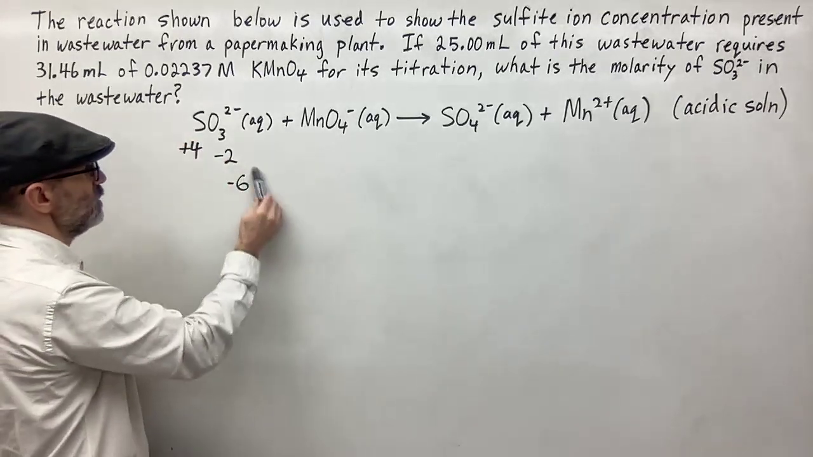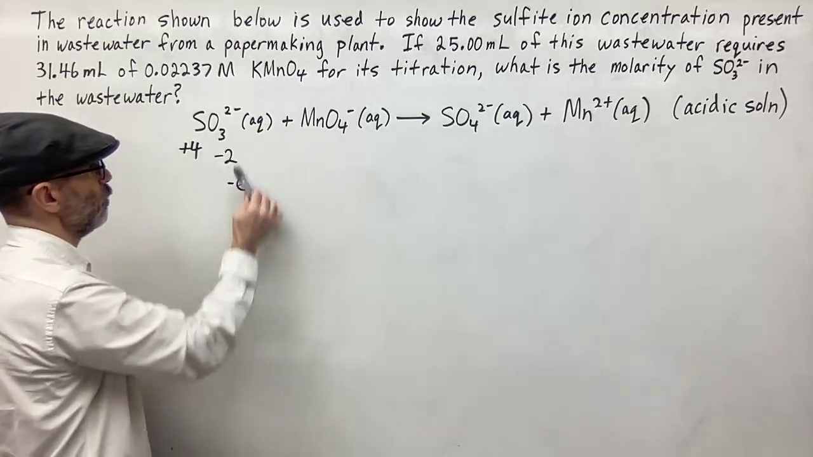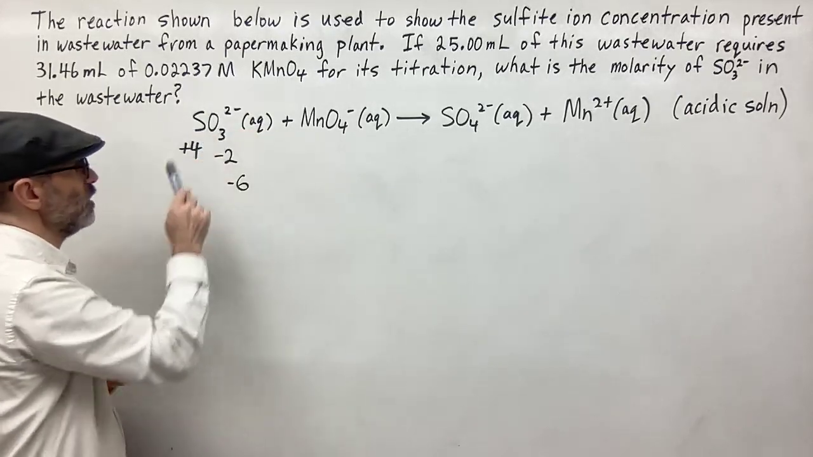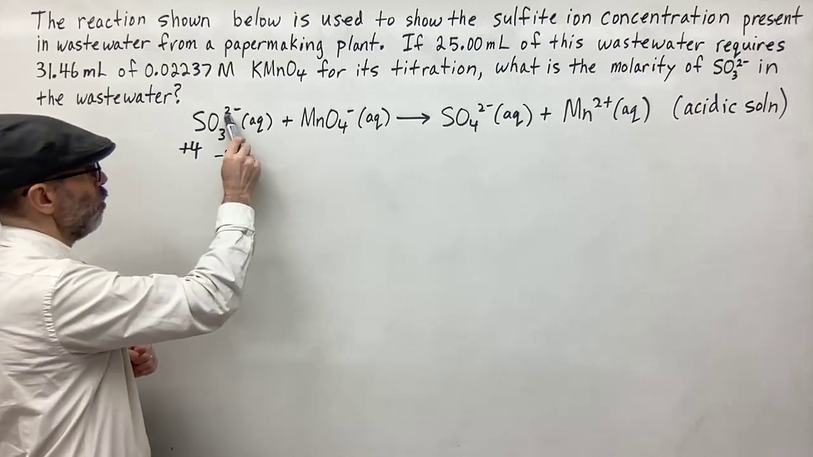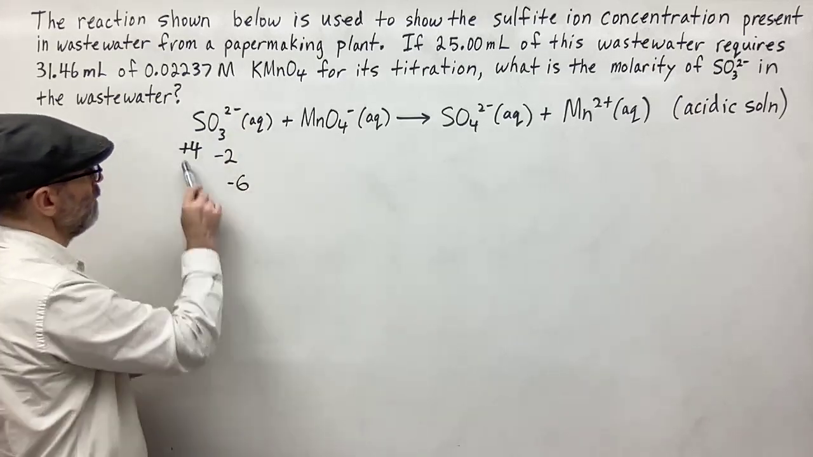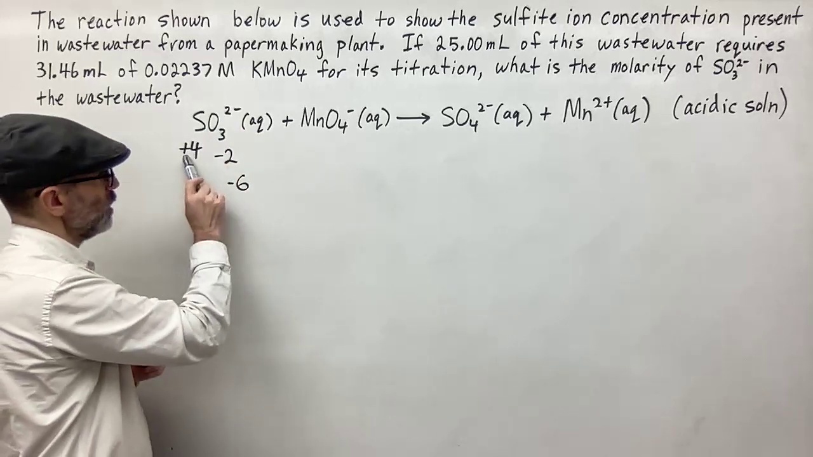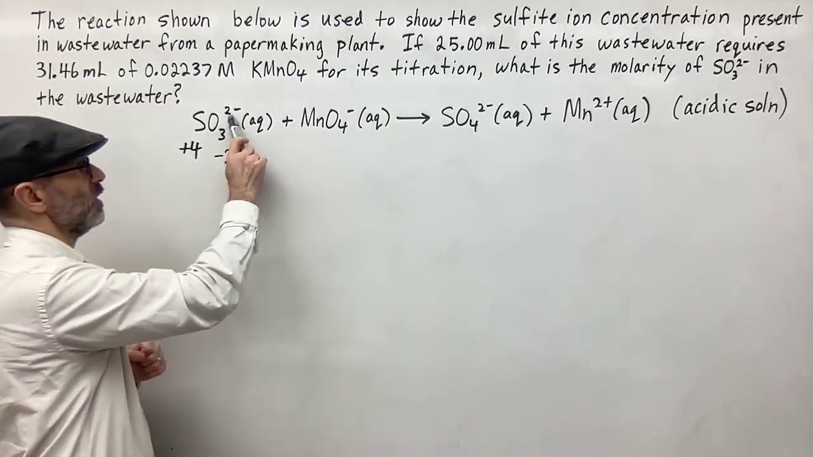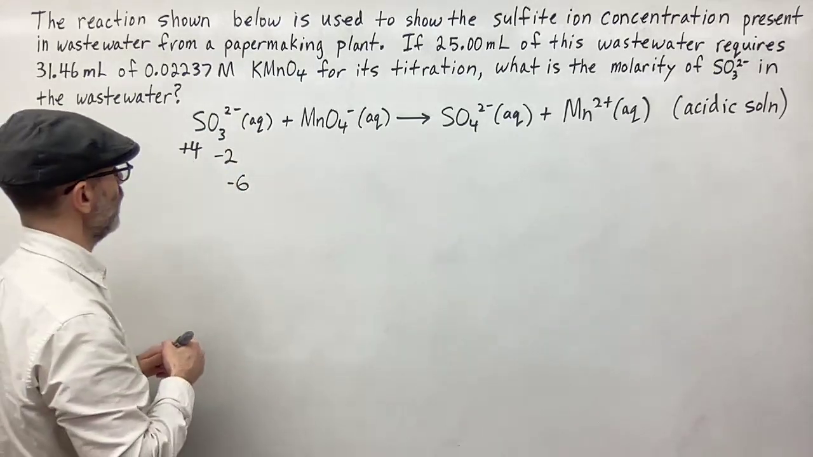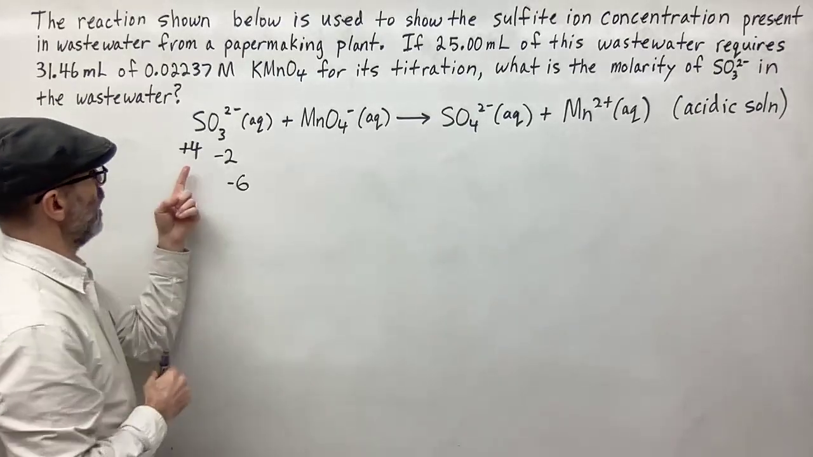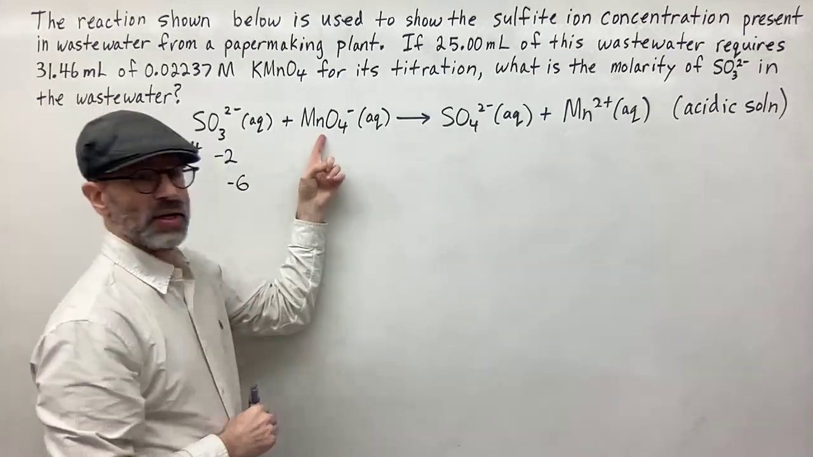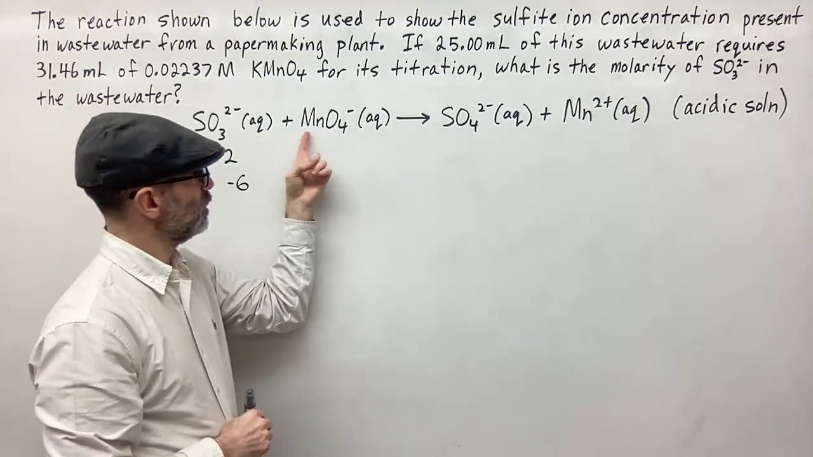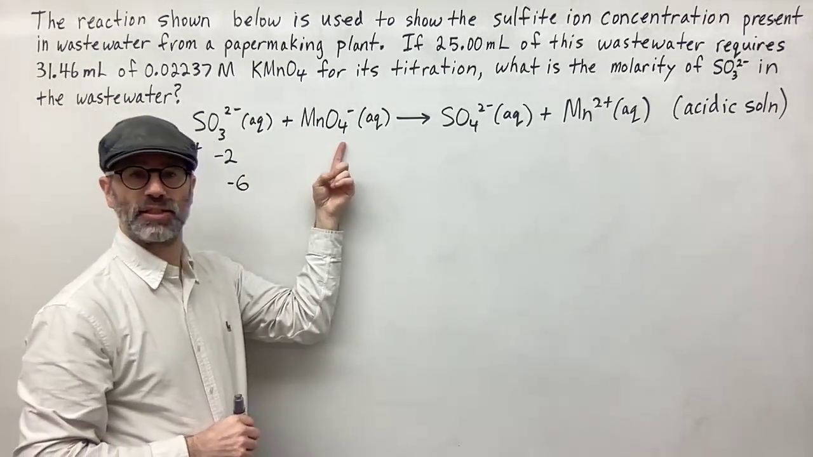So -6 total for the oxygens, and I only have one sulfur. So in order to have a 2 minus charge, I have to have a +4, because +4 and -6 gives me the 2 minus. Okay, so that is the oxidation state of sulfur. Same thing here. For this polyatomic ion, oxygen is going to take precedence.